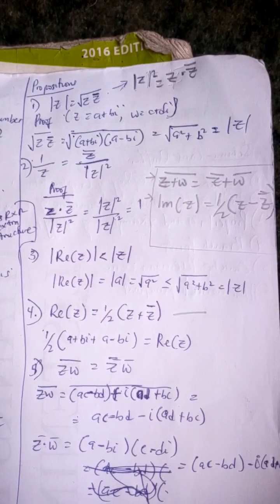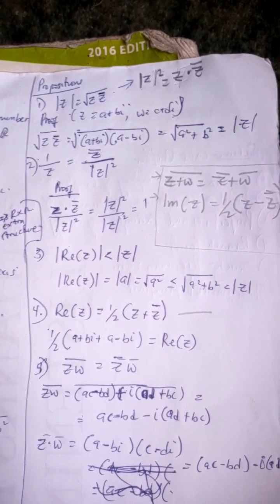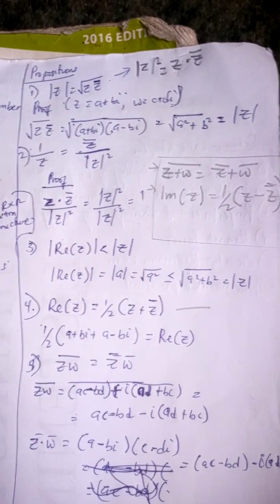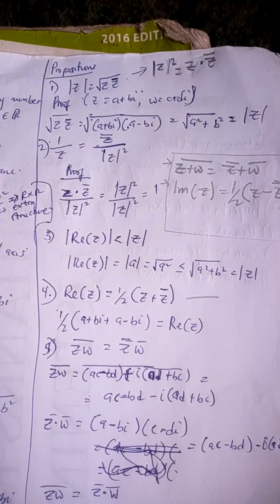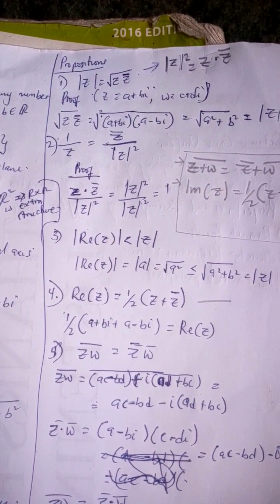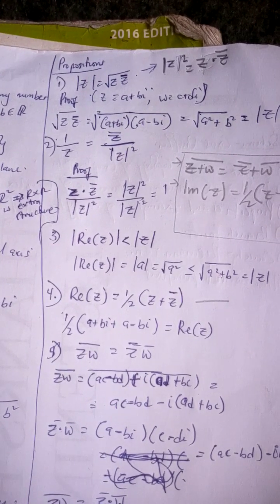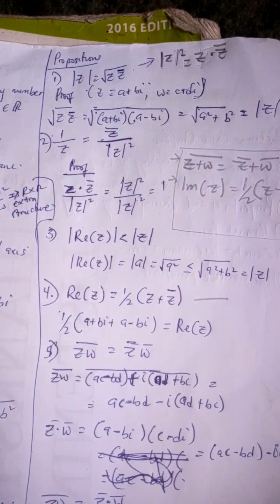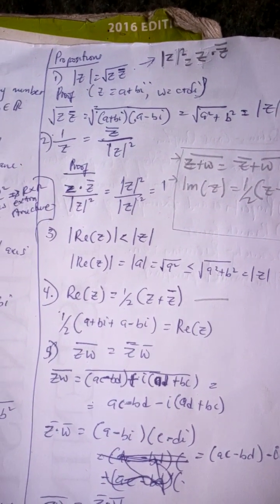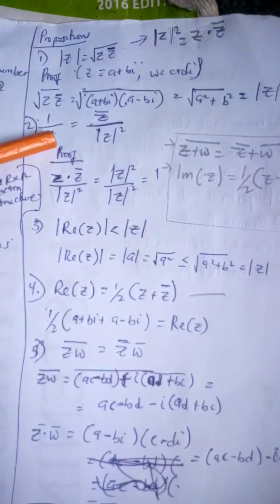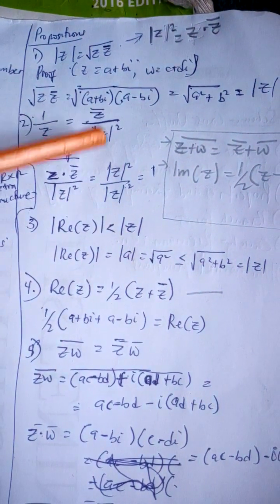So you see that it is a square plus b square, which is equal to the modulus of z. Correct. So we have proved that now. Looking at the next one, you have 1 over z equals z bar, which is the conjugate of z, over the modulus of z squared. Do you get it now? So we want to prove that this is equal to this. Now let's look at the proof. When you bring this to this side, this will multiply this, it will be equal to 1.